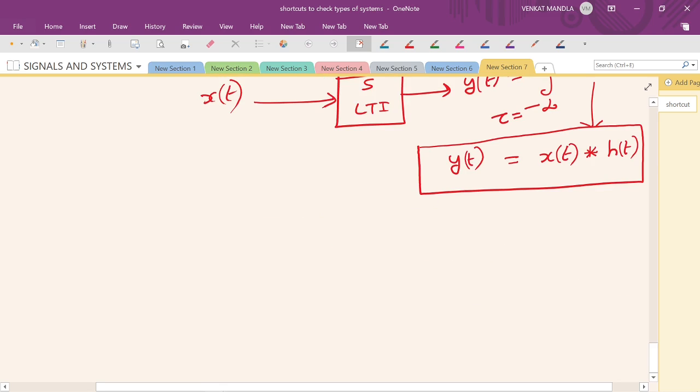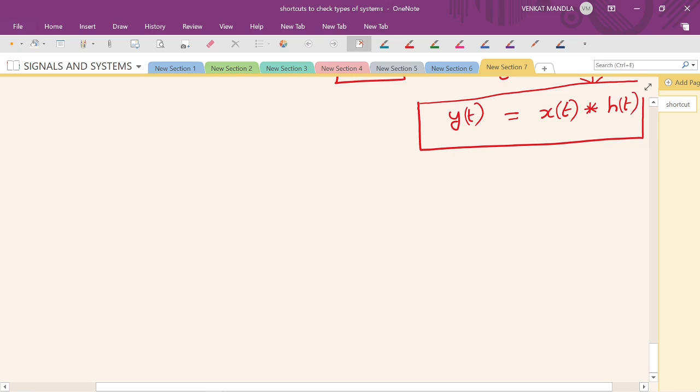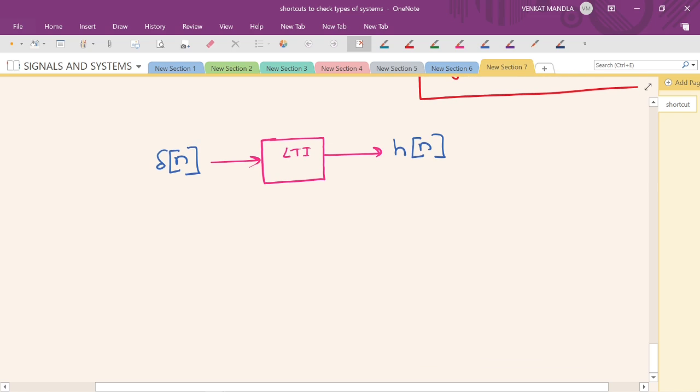The same thing I will derive for discrete time signals also. Let us say this is a linear time invariant system, LTI system. I will apply delta of n as the input. Then I will get, let us say, h of n. Okay, this is the impulse response. Input is the impulse signal, output is h of n.